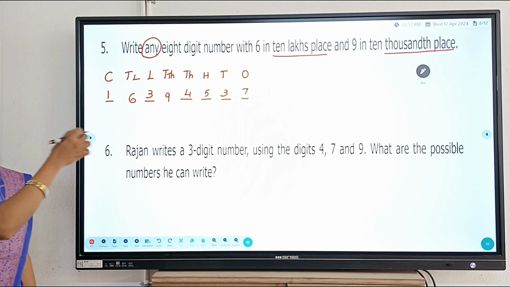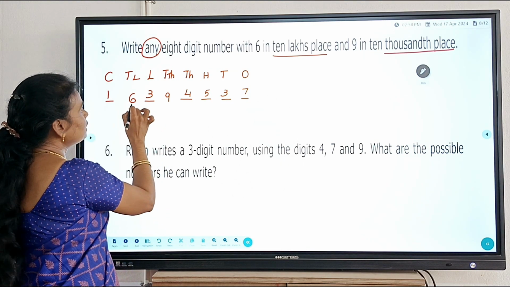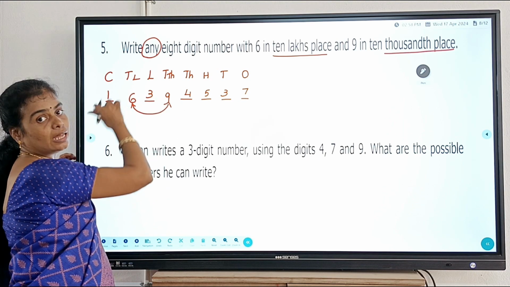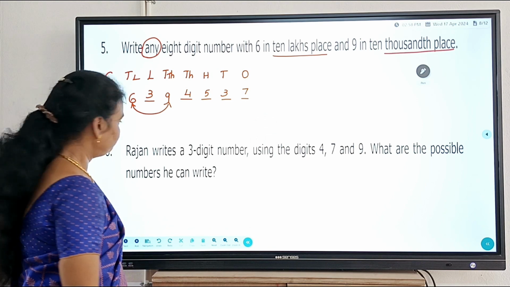So the answer for this sum is not very particular, except this 6 and 9, which have to be placed only in these places. Other numbers you can alter and write in whatever way you want.